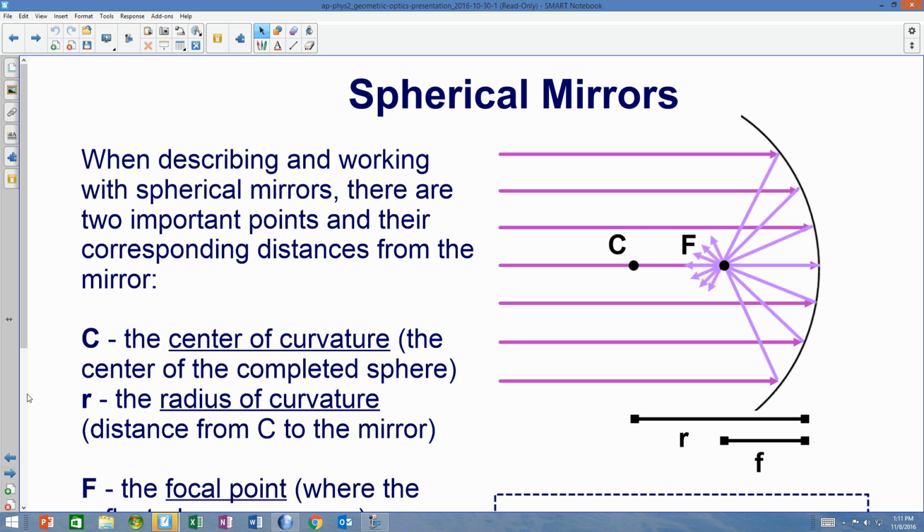When describing and working with spherical mirrors, there are two important points and their corresponding distances from the mirror. C is called the center of curvature. This is the center of the completed sphere. If we were to take the mirror and go all the way around, C would be at the center. That means that any light ray that goes through C and hits the mirror will come right back out through C, because any light ray coming from C to the optic is going to be perpendicular to its surface, and that means it's going to reflect right back in on itself.